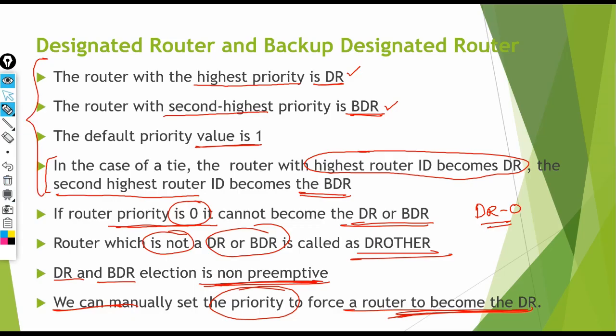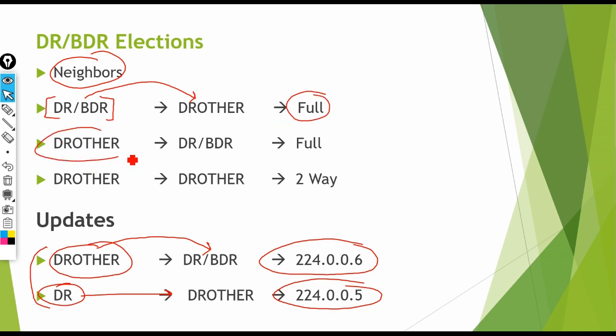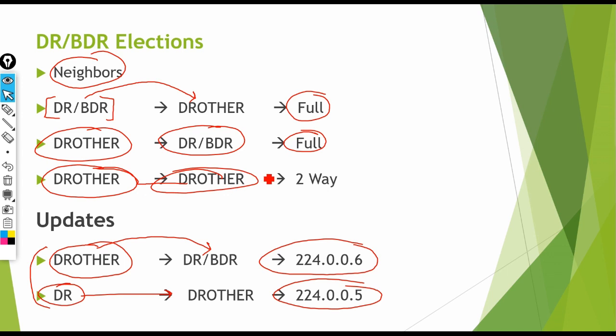Moving ahead, that's what this is talking about. In case of neighbors, DR and BDR have a relationship with DR other as full state. Similarly, DR other to DR and BDR, they will be in full state. But DR other to DR other, they will be stuck in two-way state. Just adjacent. No update exchange will happen here. But here they are fully adjacent. The updates will take place in this. That's it for this particular DR and BDR concept.